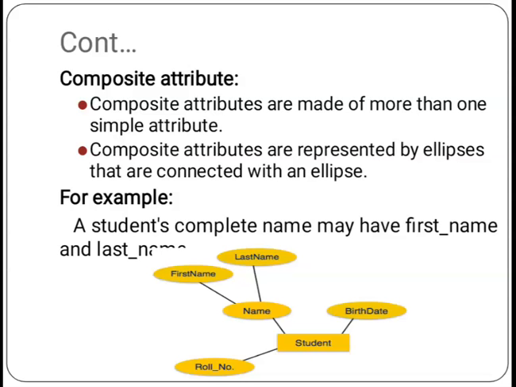Another one is the composite attribute. Composite attributes are made up of more than one simple attribute. It is represented by an ellipse that is connected with other ellipses. An ellipse connected with other ellipses is called a composite attribute. Here student is an entity. It has the attributes roll number, name and birth date. The name attribute is called a composite attribute because a student's complete name may have a first name and a last name. So they will be connected to the name attribute. It is called a composite attribute.